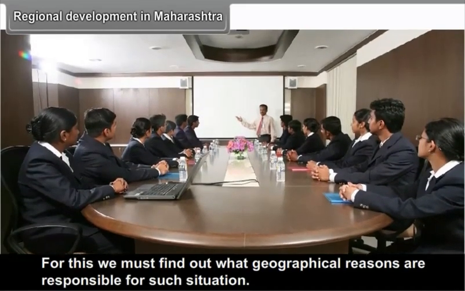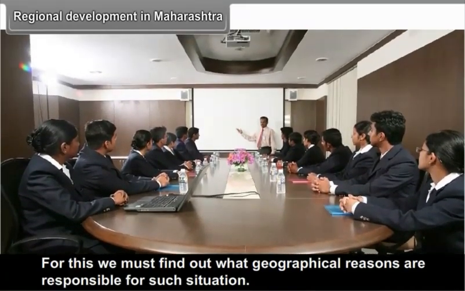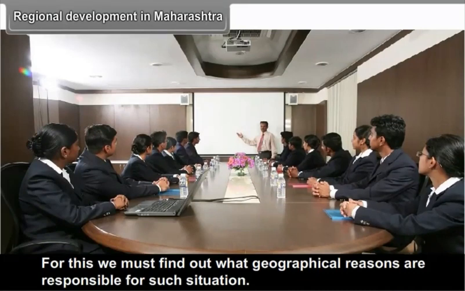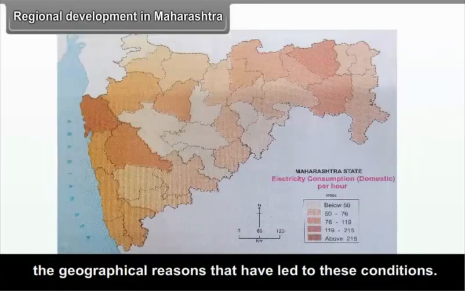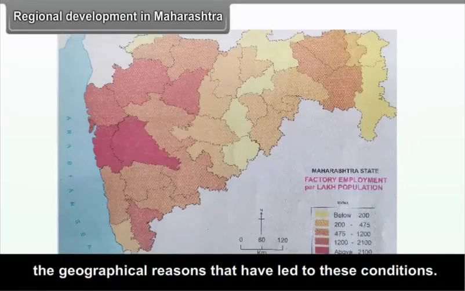For this, we must find out what geographical reasons are responsible for such situations. Some maps are given in figures 8.2 to 8.5. Using these maps, let us try to understand the geographical reasons that have led to these conditions.